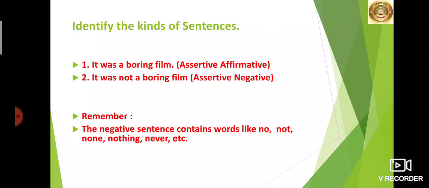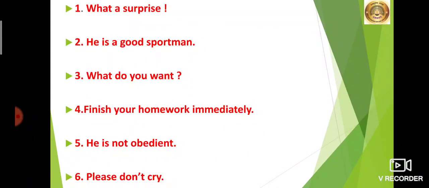You have to identify the sentence in this way. Let's identify the kind of sentences. What a surprise! It is an excitement, because a surprise is an excitement and there is an exclamation mark in it. So this sentence is an exclamatory sentence. He is a good sportsman. So this sentence is declaring that he is a good sportsman. So this sentence becomes an assertive affirmative sentence, which is a positive sentence.